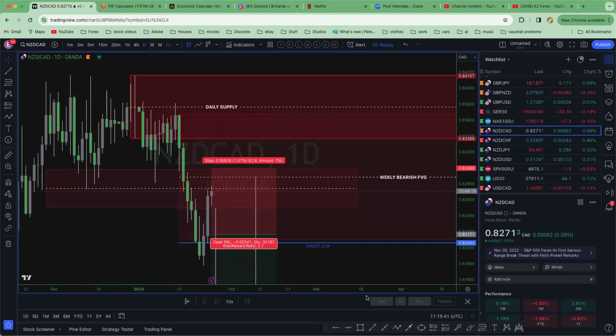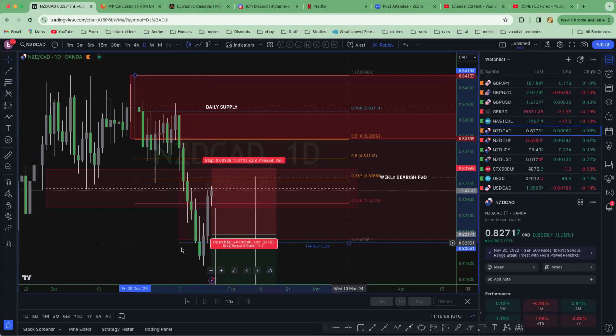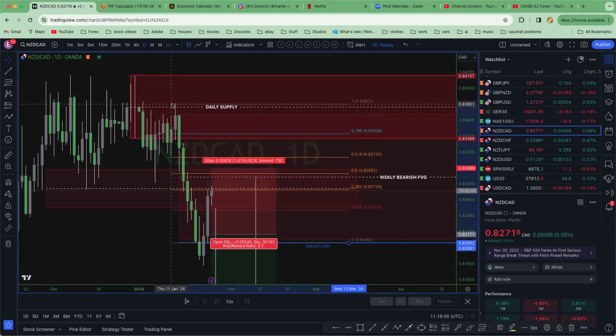Which again, if we just get the Fibonacci out, a second. Where is it? Friday was here. So this was Friday's low, from when I gave the trade out. Let's move it from this swing high to this one here. This was the last swing. Yeah, price action hasn't got even above the 50 yet.